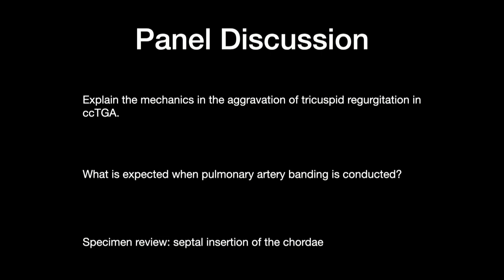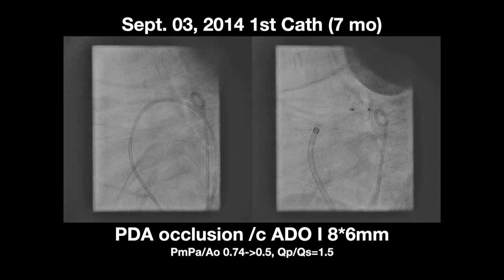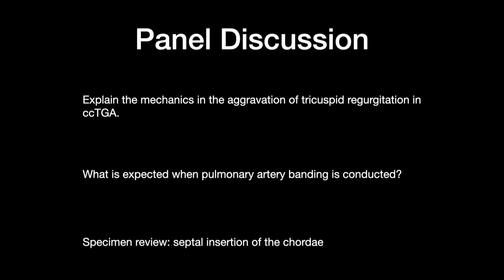Okay, you can explain to us how it works. Actually, at the time, we thought the PDA makes the volume overload to the right ventricle and makes the TR aggravated. But after we closed the PDA, the TR aggravated. What's the mechanism? Maybe because the PA pressure fell, the configuration of the morphologic RV shifted. I thought one of the reasons might be that, or we were a little bit too late at closing the PDA. I don't really know the exact mechanism.